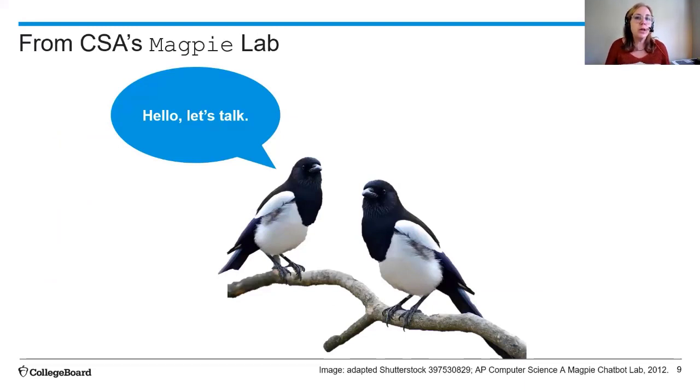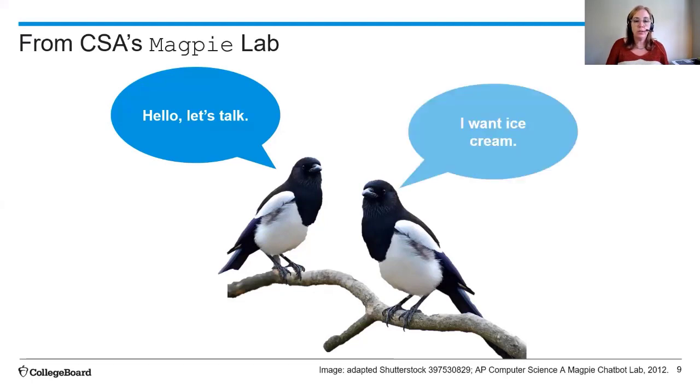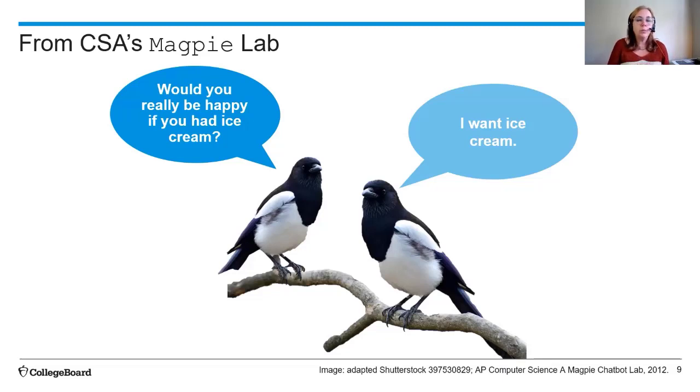All right, so here's another piece of code I want to point out that uses else if effectively in Magpie. So hello, let's talk. Sweet little JJ starting a conversation. And Bo says, I want some ice cream. Would you be happy if you had ice cream? This should hopefully remind you of what we saw in the previous topics video, where it's doing that transforming of the sentence.